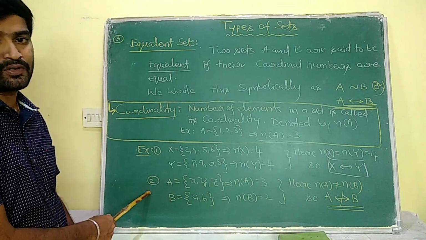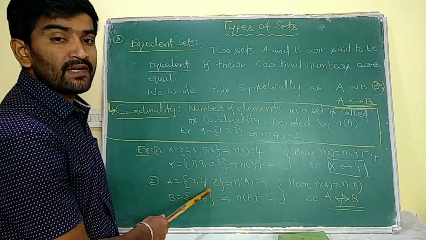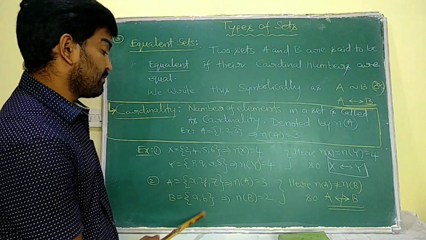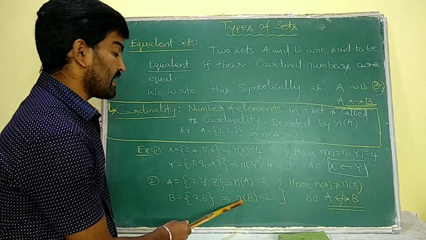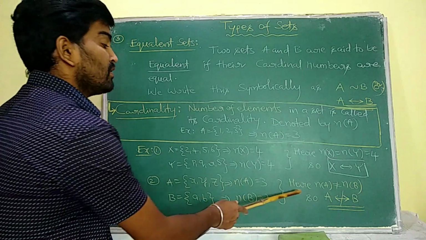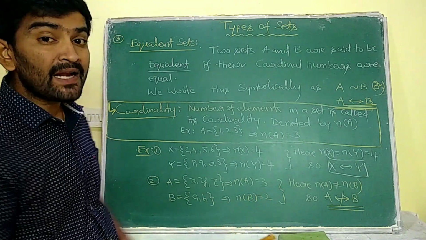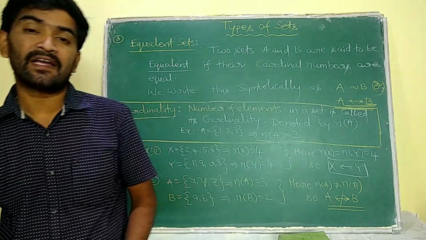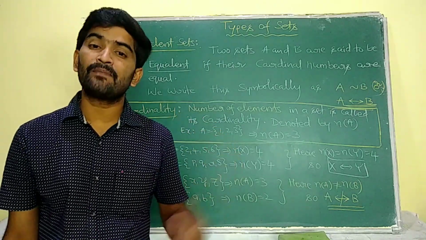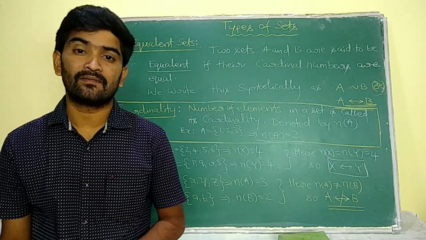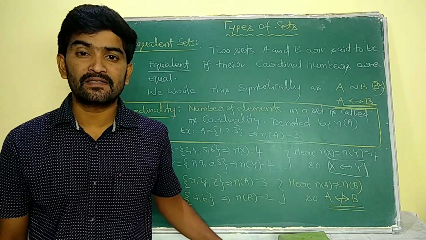Coming to the other example, example 2. A is {X, Y, Z}. B is {A, B}. So n(A) here is 3 and n(B) here is 2. So here see, n(A) and n(B) are not the same. That's why here A and B are not equivalent. I hope you understand this.